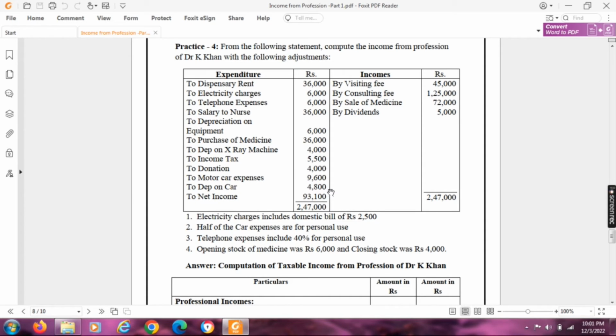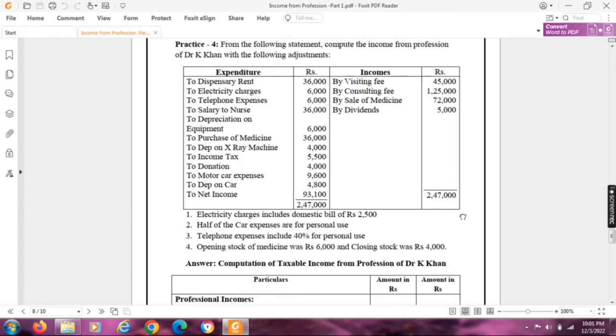Let me see. The income side: visiting fee, consulting fee, sale of medicine, dividend. As a doctor, visiting fee is professional income, consulting fee is professional income, sale of medicine is professional income. Dividend is taxable as income from other sources. So only these 3 we take as income. Less professional expenses and depreciation. First, we have to go to adjustments.